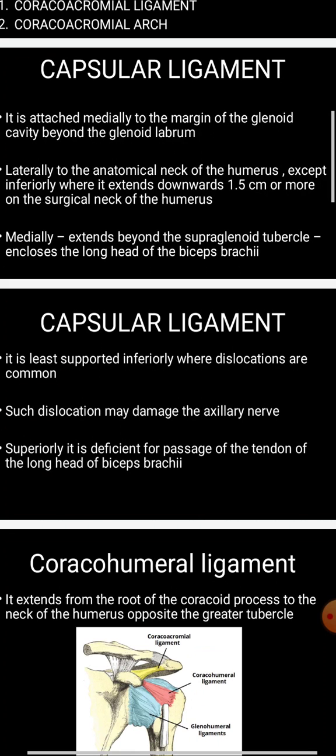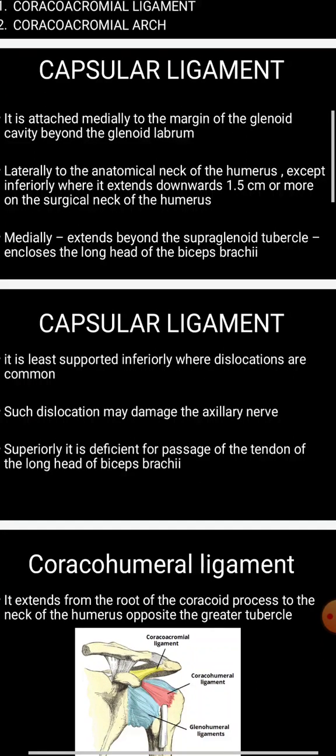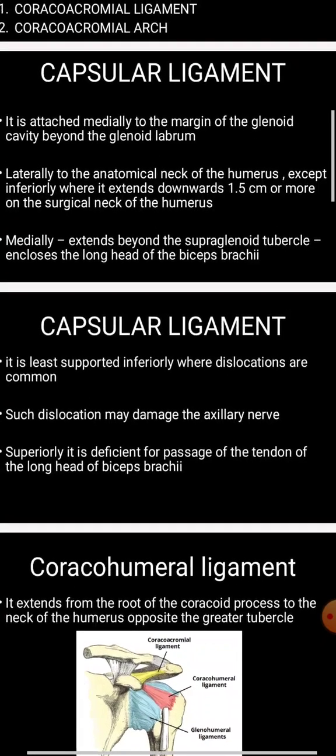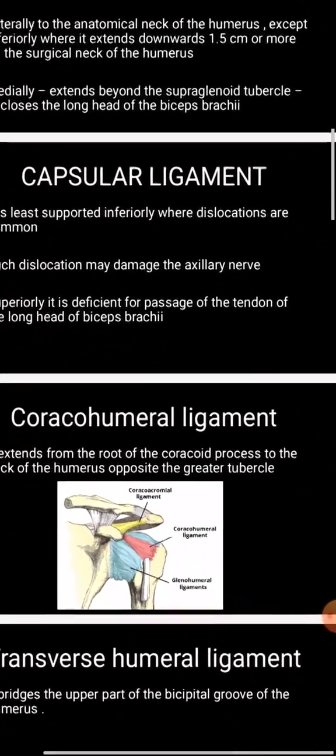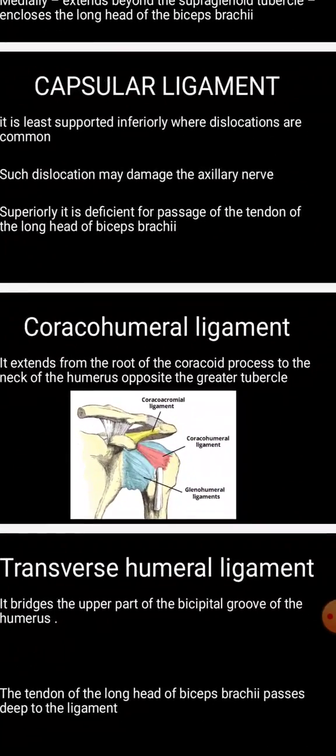Now inferiorly, the capsule is least supported, due to which dislocations of the shoulder joint are much more common on the inferior aspect, and such dislocations can lead to injury to the axillary nerve, which is related to the surgical neck of the humerus here. Now coming to the next, these are all the main ligaments. First is the capsular ligament.